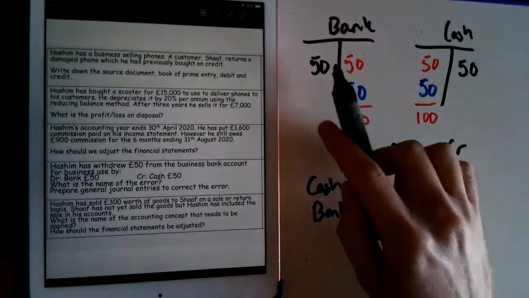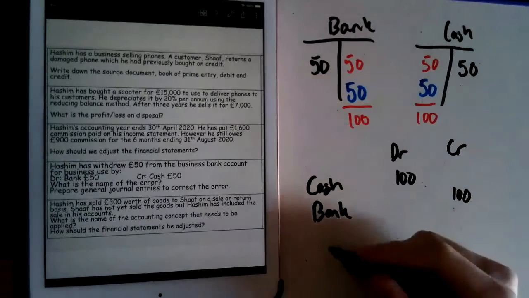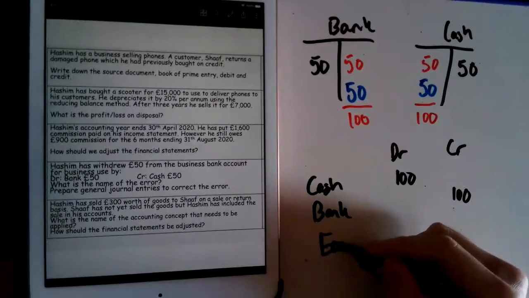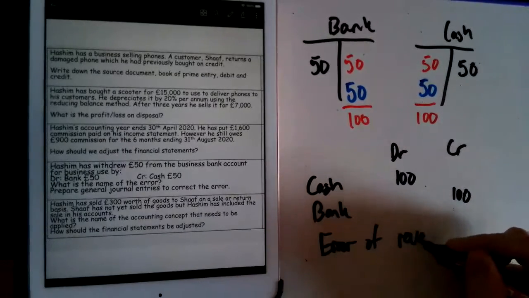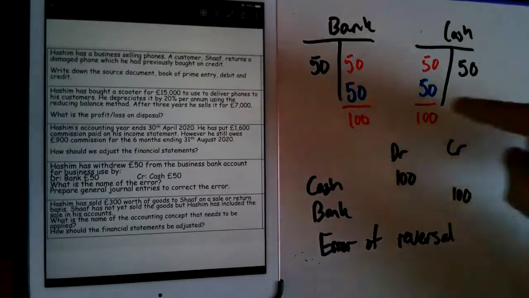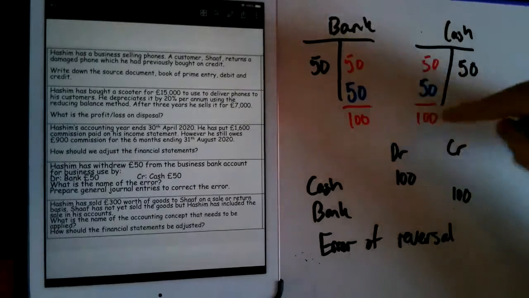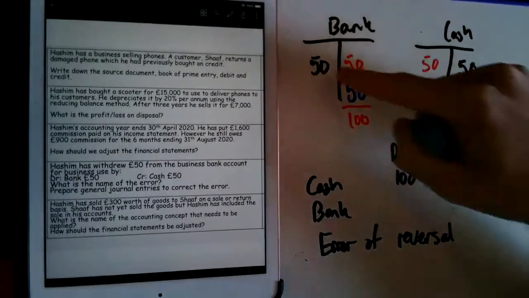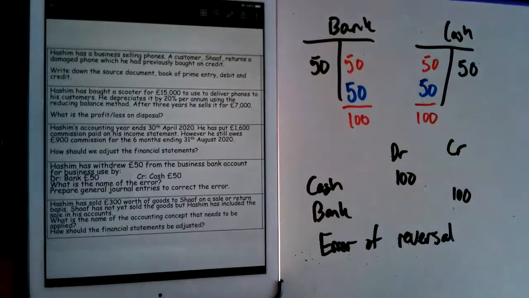Now, this is one way he's put them on the wrong side, so this is an error of reversal, or complete reversal. You can always spot these ones, because error of reversal ones are the ones where you have to double the amount. So like 50 ended up being doubled to be 100.